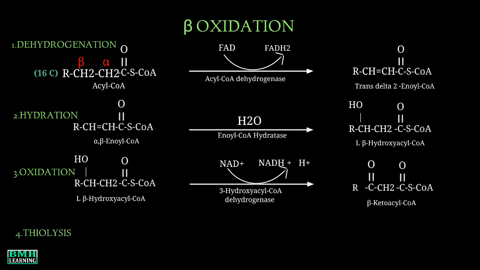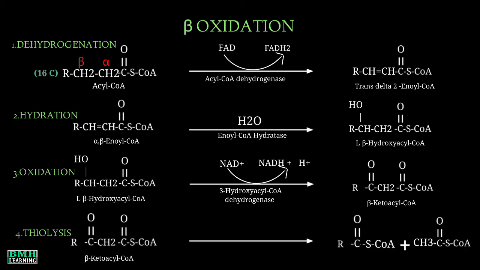The fourth step is thiolysis. Finally, in the fourth step, beta-ketoacyl-CoA is cleaved by a thiol group of another CoA molecule. The cleavage takes place between the alpha and beta carbon of the previous product. The end products are a molecule of acetyl-CoA and an acyl-CoA chain, which is 2 carbons shorter than the original acyl-CoA chain that entered the beta oxidation cycle.